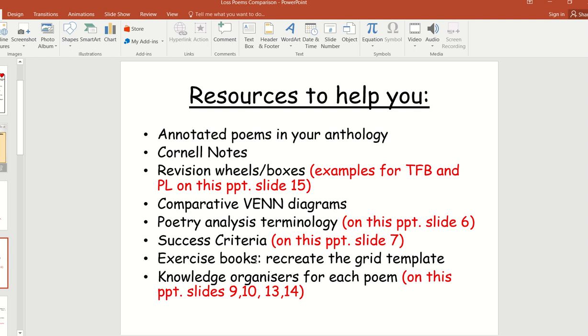And then in your exercise books, what I'd like you to do, please, is recreate the grid template, which I'll show you in a second. So you should only need one A4 page, that should be enough. And then I've also added, which I think are really useful, and I will start sending more of these out when we come to look at the rest of the poems, some knowledge organisers for each poem, and I'll come to those in a second.